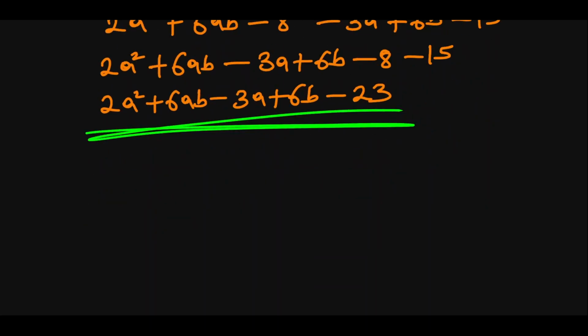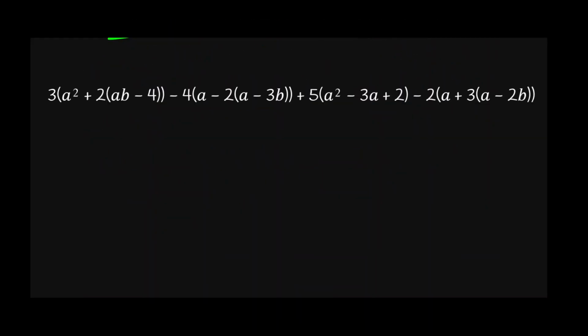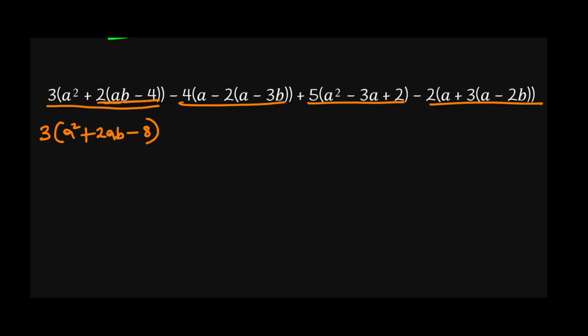Let's take one more example before we take our try exercises. Don't be afraid of this question. To approach it, we just identify each bracket unit as this, and this. We are going to expand them one by one, each of the units, and in each unit we start from the innermost brackets. So for this one, we expand this part first. So this gives us 3 into a squared plus 2ab minus 8. Then for this part, we expand just this part. So that gives us minus 4 into a minus 2a plus 6b.